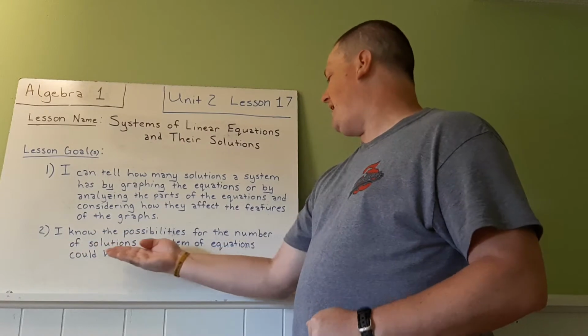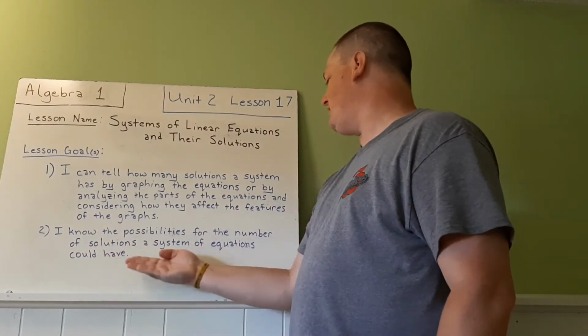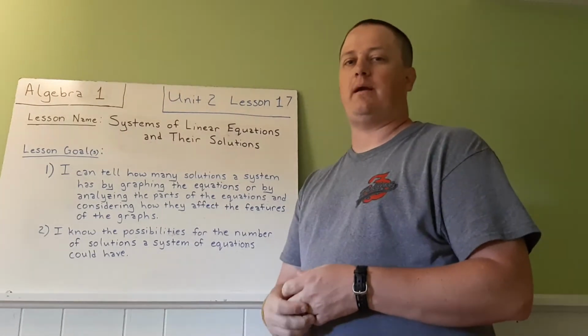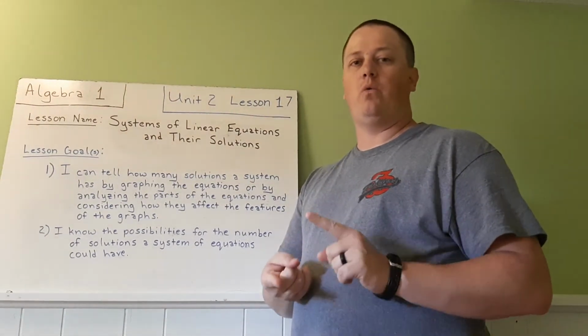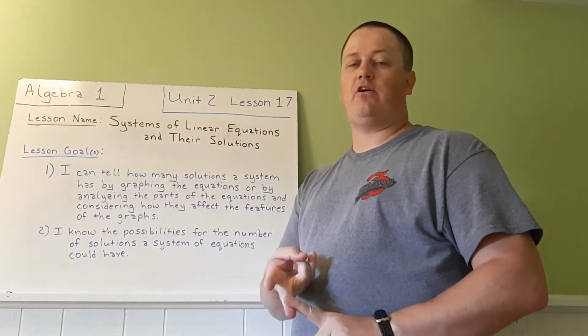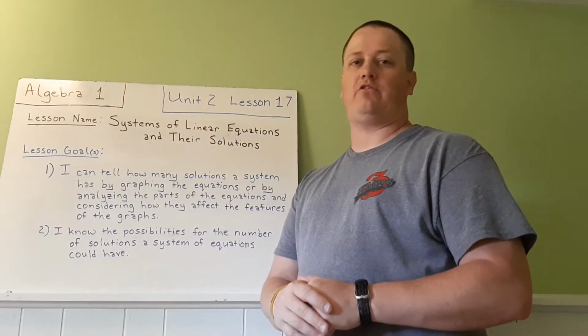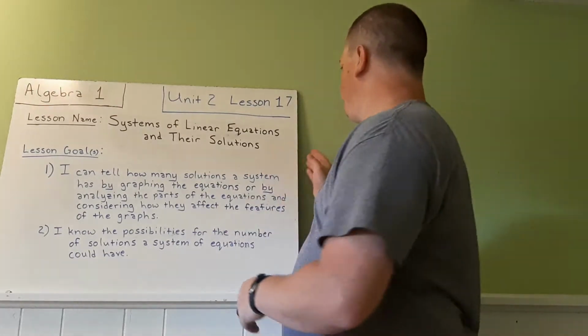Second, I know the possibilities for the number of solutions a system of equations could have. So I just went over those three examples. It could be one solution, zero solutions, or basically all of the possible answers are solutions.